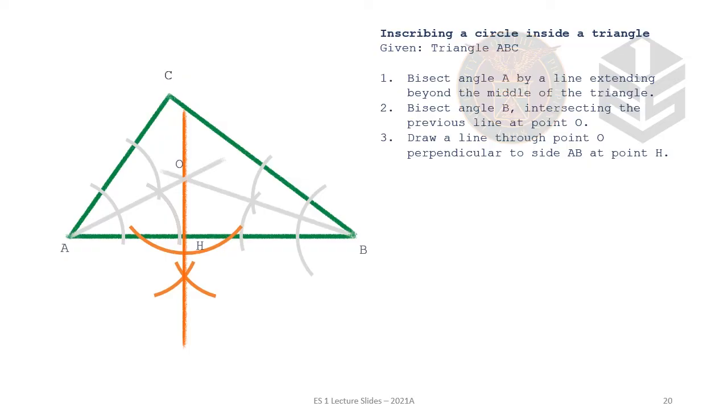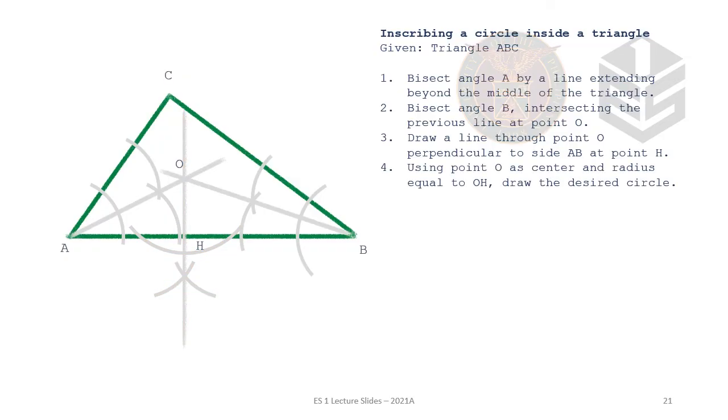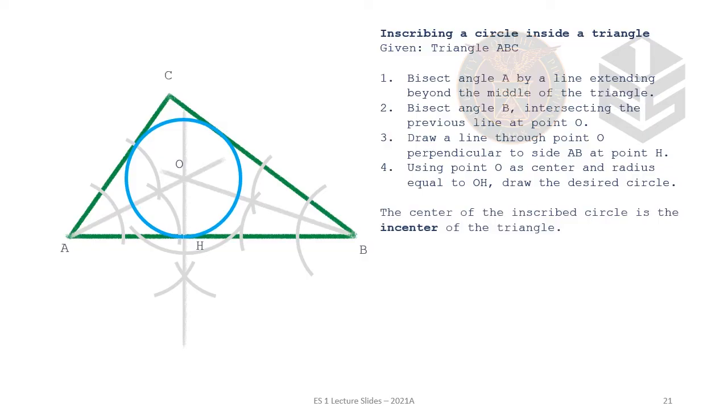Lastly, we can use O as the center and OH as the radius. Use our compass to draw the circle. That's the steps for drawing an inscribed circle in a triangle. And for some information, the center of the inscribed circle is called the incenter of the triangle.